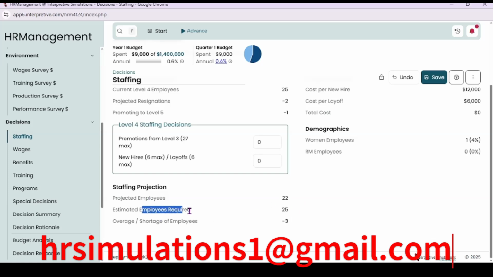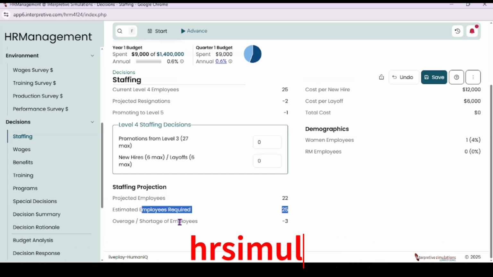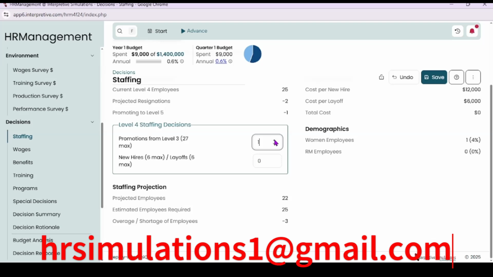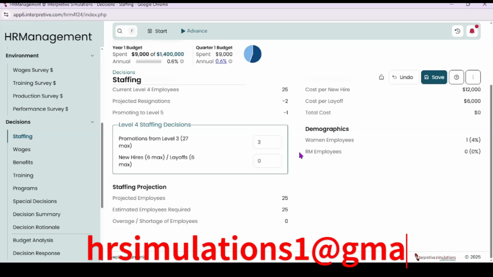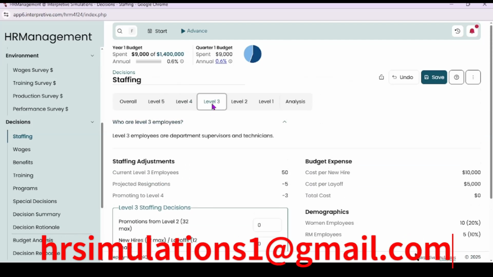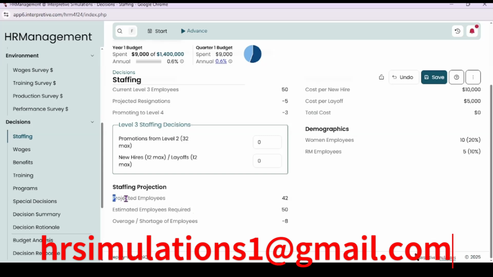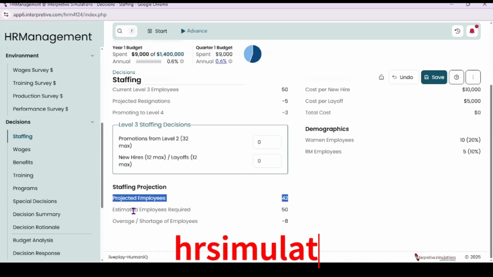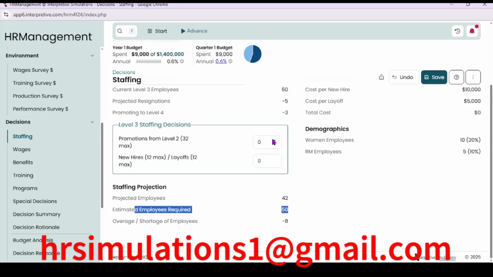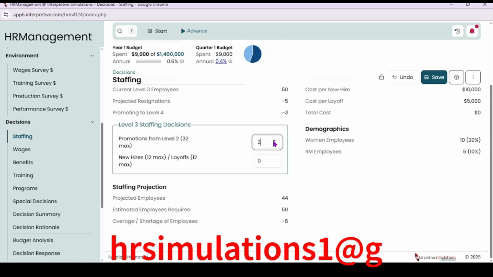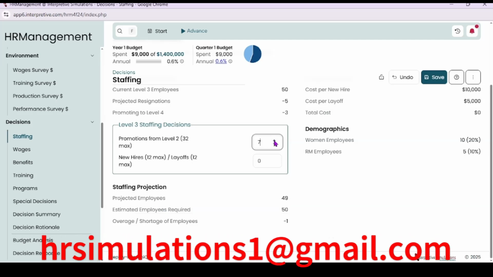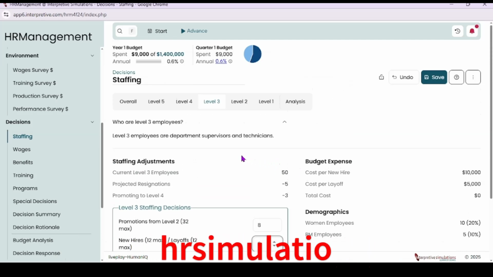Going to the next, which is level 4, we can check that projected employees is 22 and the estimated employees is 25. So this means that we have a shortage of 3. So I'm just going to hire 3 workers only. Next, level 3, the projected employees is 42 and the estimated employees is 50. So I need to hire 8 more workers in the company so that we can match what the company needs.